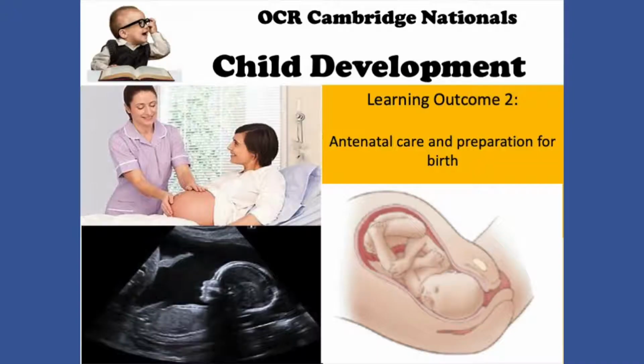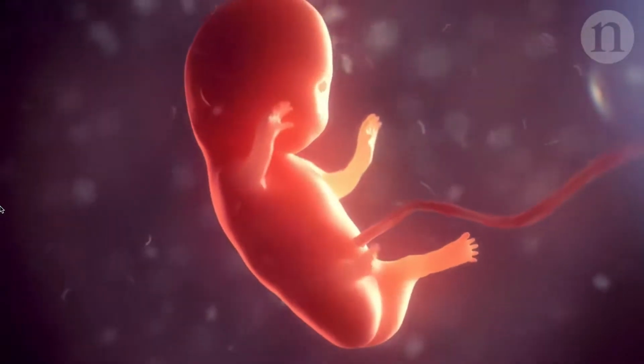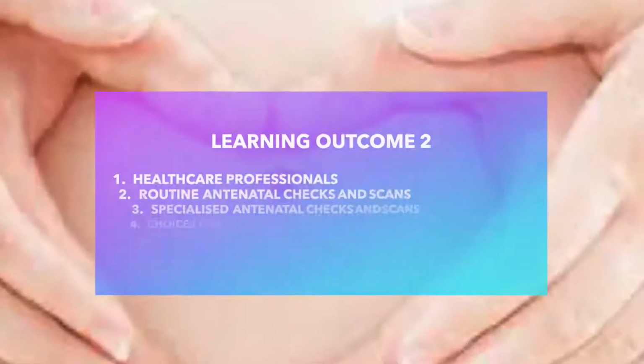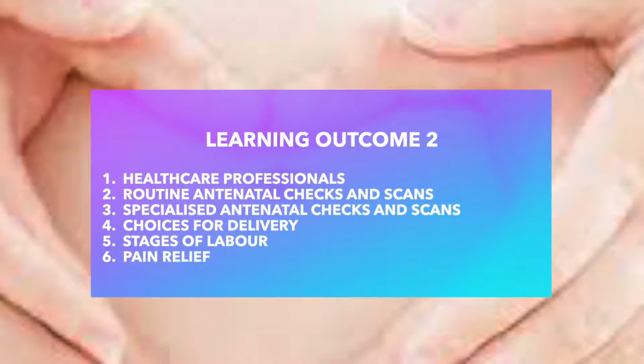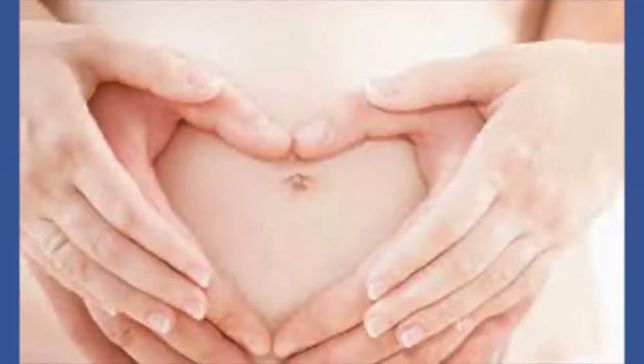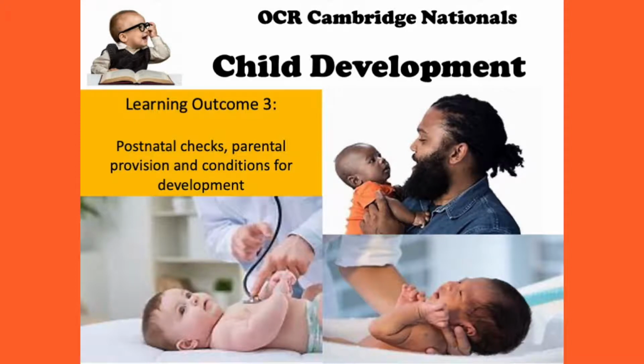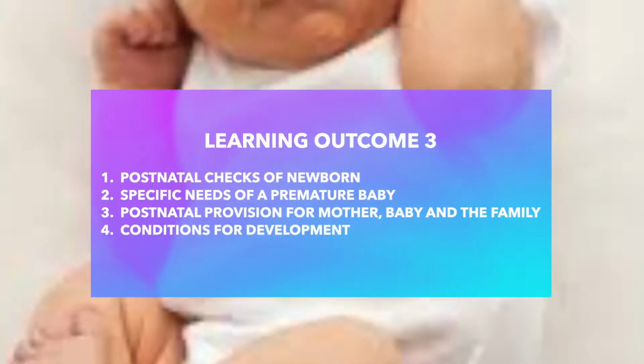Learning outcome 2 focuses on the antenatal care and the preparation for birth. So we look at different healthcare professionals, what the routine antenatal checks and scans are, and then we look at the specialised antenatal checks and scans. We look at the different choices for delivery, the different stages of labour, and the different options of pain relief that will be available.